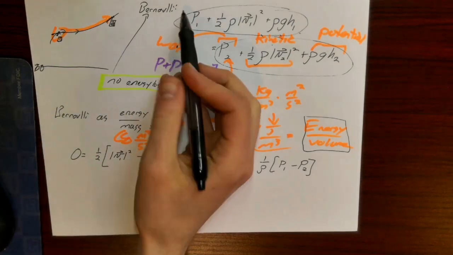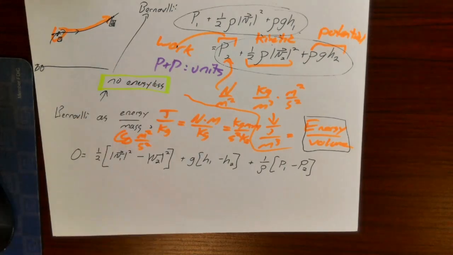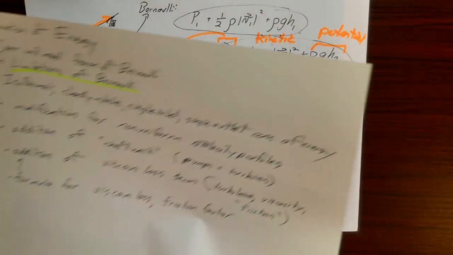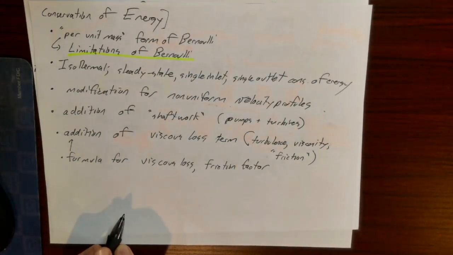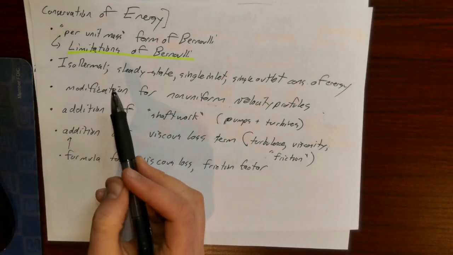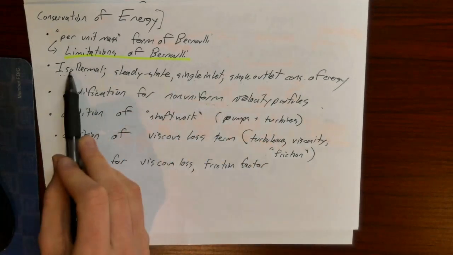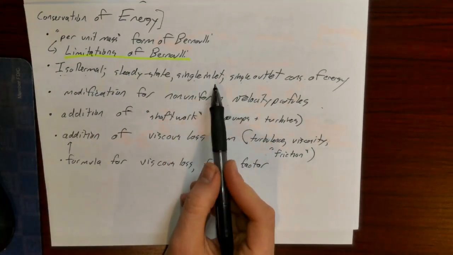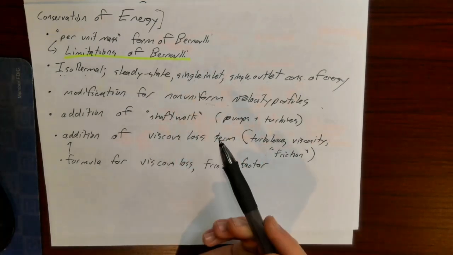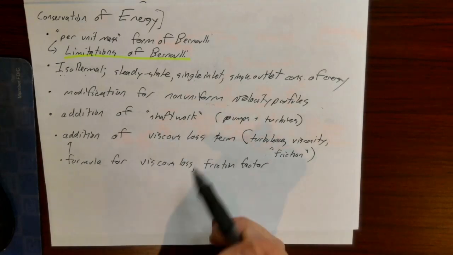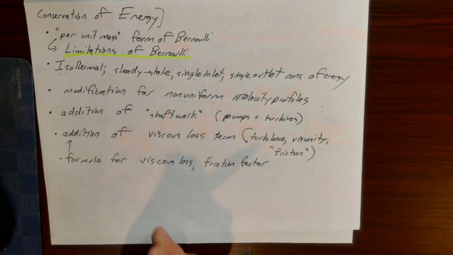We need perhaps a modified version of Bernoulli that has one or more terms that account for energy loss. So that's what we're going to do when we talk about this more elaborate version of conservation of energy. So it's still going to involve a set of assumptions, in particular isothermal, steady state, single inlet, and single outlet. But it will at least allow for the energy loss, particularly in this viscous loss term. But while we're at it, we might as well also add in some additional complexity right here.